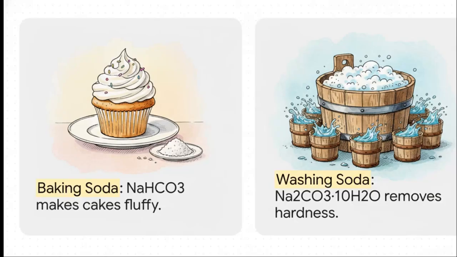Next up, the sodas. Look, students always confuse baking soda, which is sodium hydrogen carbonate, with washing soda, which is sodium carbonate. To avoid mixing these two up, just remember this. Washing clothes requires 10 whole buckets of water. That's why washing soda has that 10H2O hidden right there at the end of its formula. Baking soda is what makes cakes soft and spongy, but washing soda, that's for removing the permanent hardness of water.